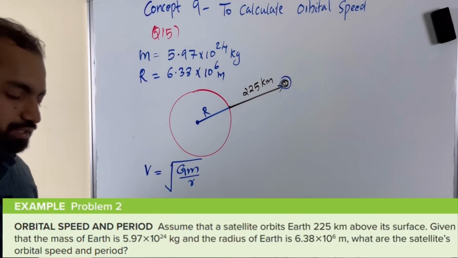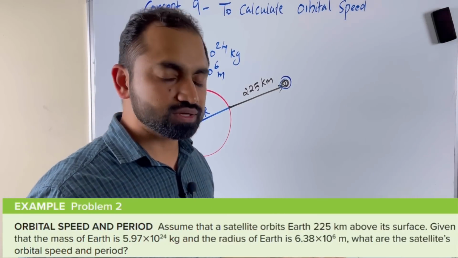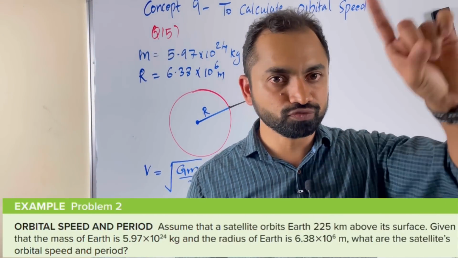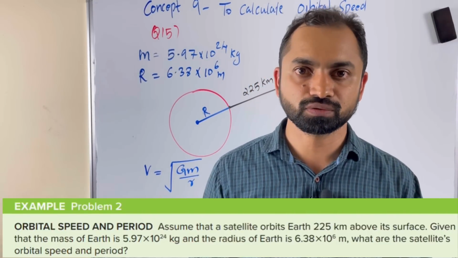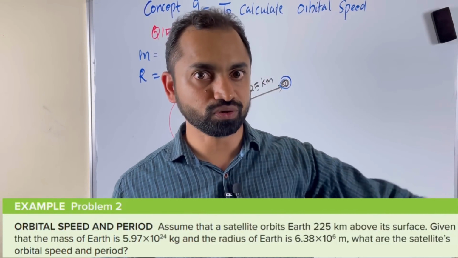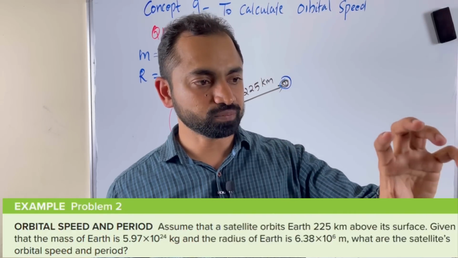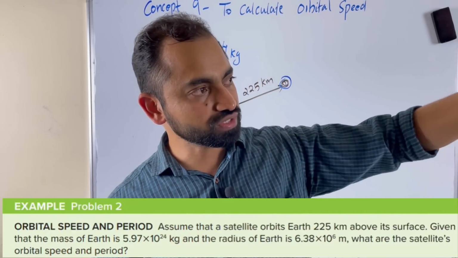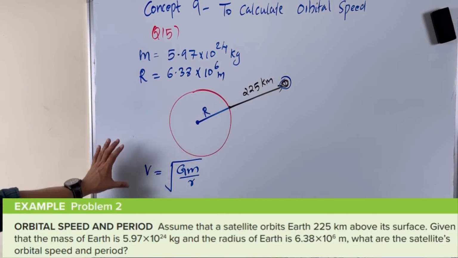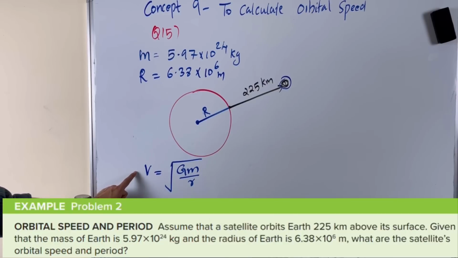Or we can say it like this: in the solar system, the planets near the sun move faster, and the planets away from the sun move slowly. Their speed will be less. If the planet is more distant from the sun, the speed of the planet will be less. That is what this equation tells. Speed will decrease when distance increases.